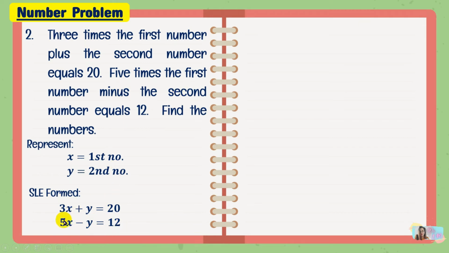And from here, as you can see po, ay meron na tayong terms na opposites. Meron tayong positive y at meron tayong negative y. That is why, pwede na tayong mag-solve using elimination method. Ang ma-eliminate po natin is yung opposites natin, so magiging 0 na siya.